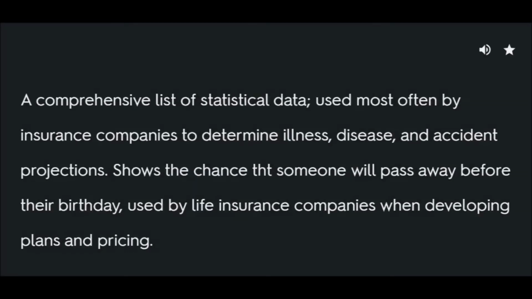Annuities: a fixed sum of money paid to someone each year, typically for the rest of their life. Actuarial tables: a comprehensive list of statistical data used most often by insurance companies to determine illness, disease, and accident projections, shows the chance someone will pass away before their birthday, used by life insurance companies when developing plans and pricing.